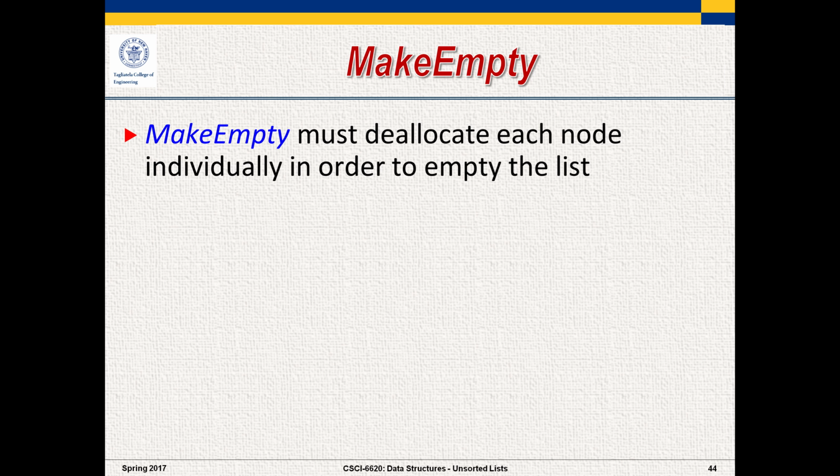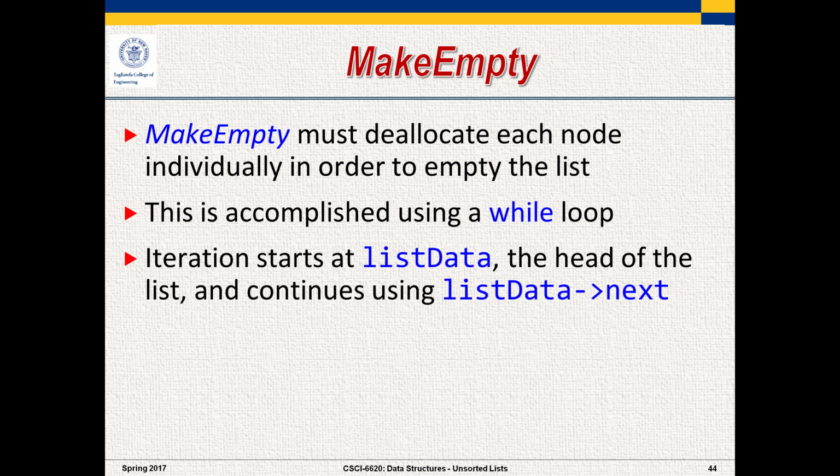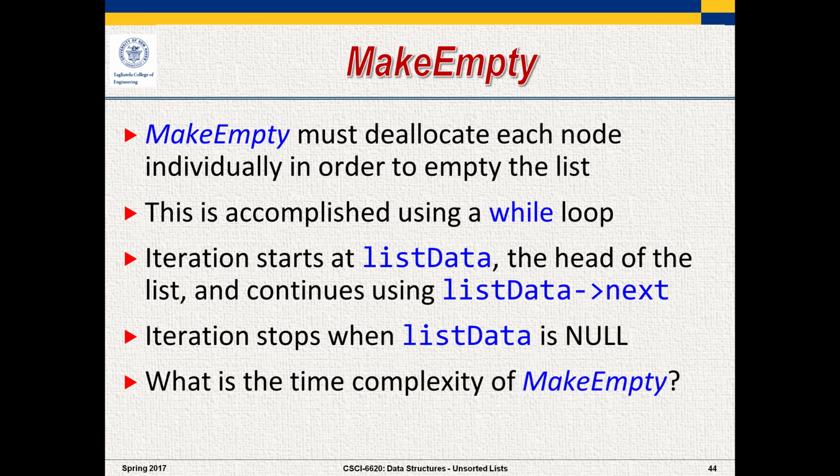A list is actual memory locations all over memory as they're created, and so you actually have to step individually through them and empty them one by one. You can use whatever looping construct you want: while, do while, repeat, or for, etc. The iteration would start at the head pointer, which is list data, and then walk through using the next pointer. The iteration, of course, would stop when list data is equal to null.